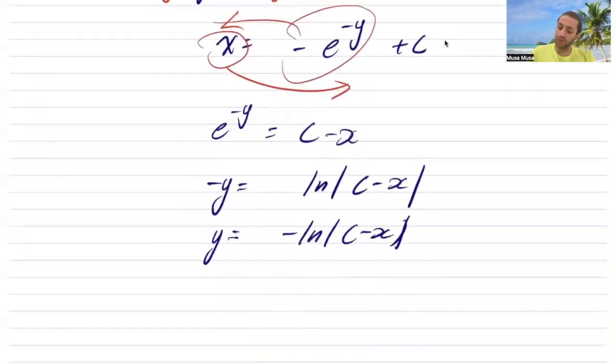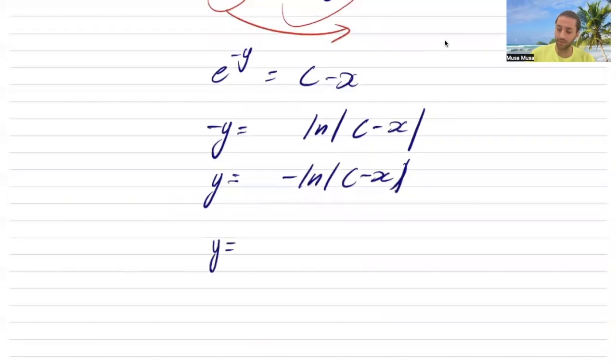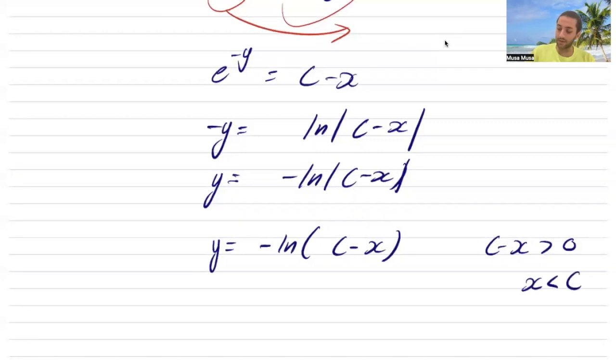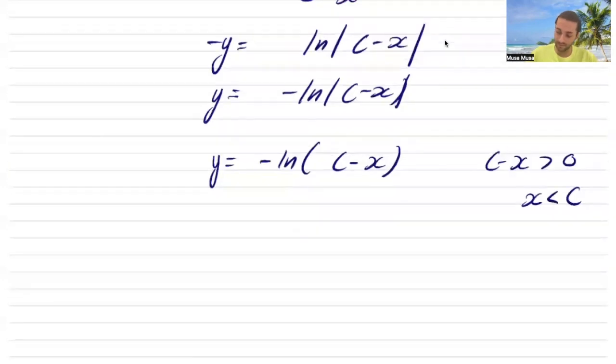Well, if you differentiate the positive, does it still give you that? Differentiate the negative? Okay, well, maybe I should just put here instead minus ln of c minus x, where c minus x has to be greater than 0, and therefore x has to be less than c. There we go. I think that's a better way of writing it.